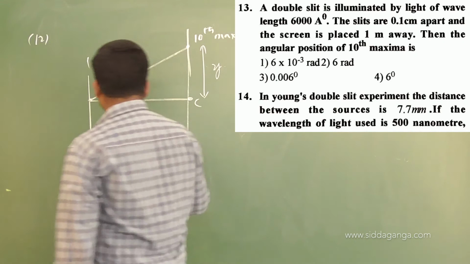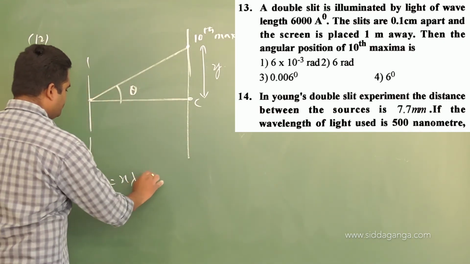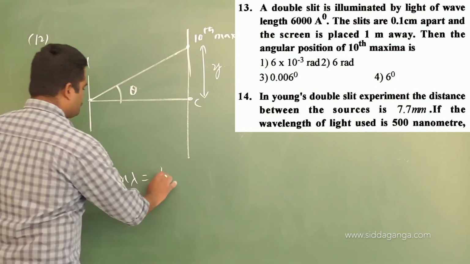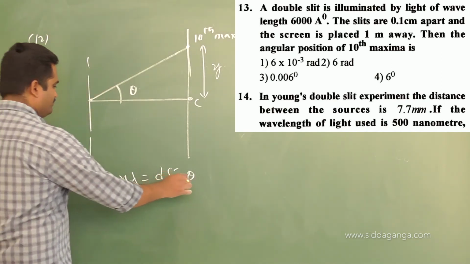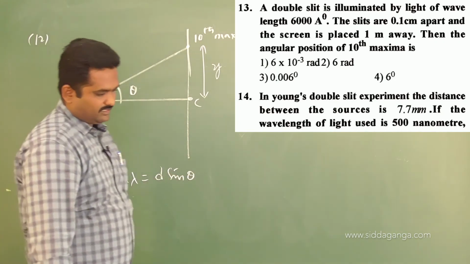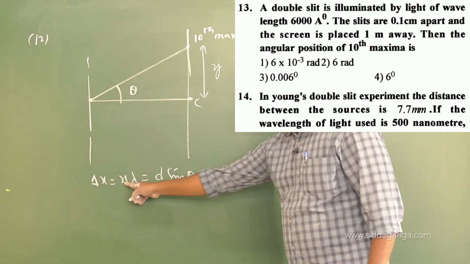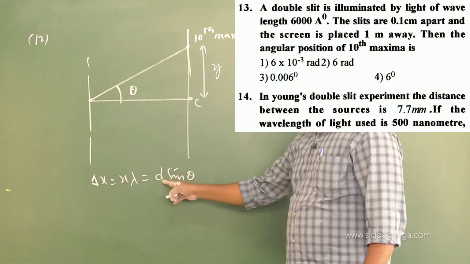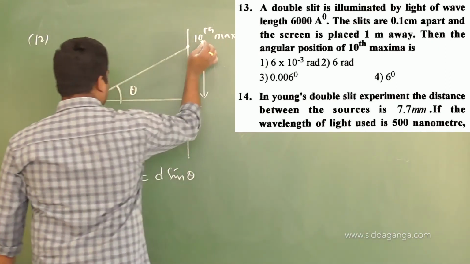For the 10th maxima, the path difference delta x should equal n lambda, which equals d sin theta, as we are aware. So sin theta equals n lambda by small d. You can directly take it: n is 10, and small d is given. We can find theta directly, so there is no need to solve for y.